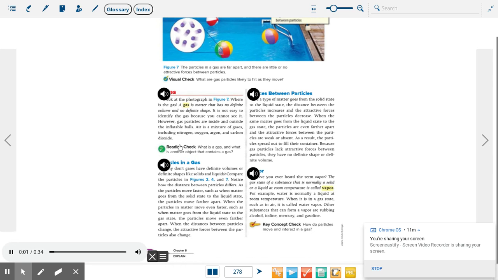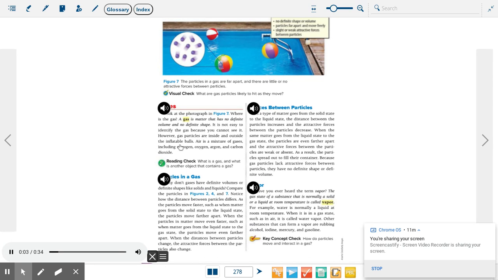Gases. Look at the photograph in Figure 7. Where is the gas? A gas is matter that has no definite volume and no definite shape. It is not easy to identify the gas because you cannot see it. However, gas particles are inside and outside the inflatable balls. Air is a mixture of gases, including nitrogen, oxygen, argon, and carbon dioxide. Reading check. What is a gas, and what is another object that contains a gas?